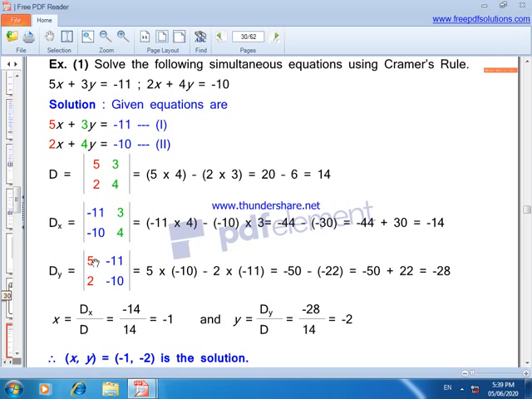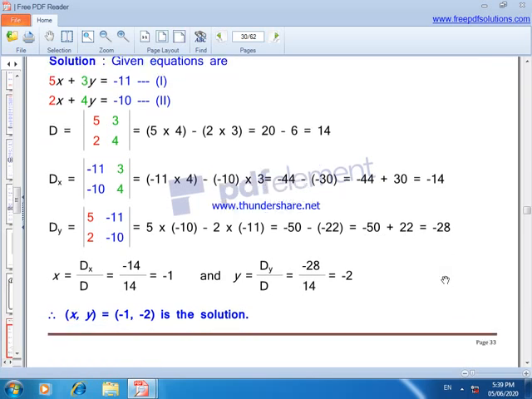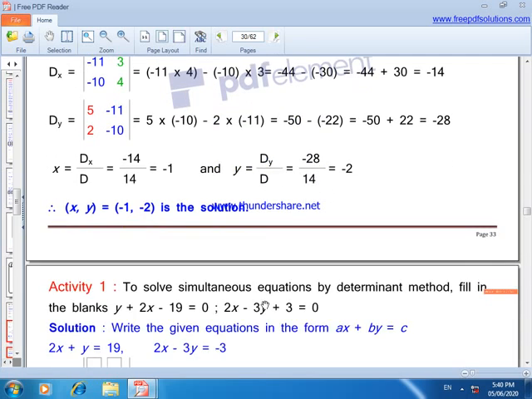Then dy. In dy, b1 b2 is missing, so 5, 2 as it is, and minus 11, minus 10. Here cross multiplication: 5 into minus 10 minus 2 into minus 11. 5 into minus 10 is minus 50, 2 into minus 11 is minus 22, minus becomes plus here, so minus 50 plus 22 is equal to minus 28. Now x is equal to dx upon d, that is minus 14 upon 14 is equal to minus 1, and y is equal to dy upon d is equal to minus 28 upon 14 is equal to minus 2.